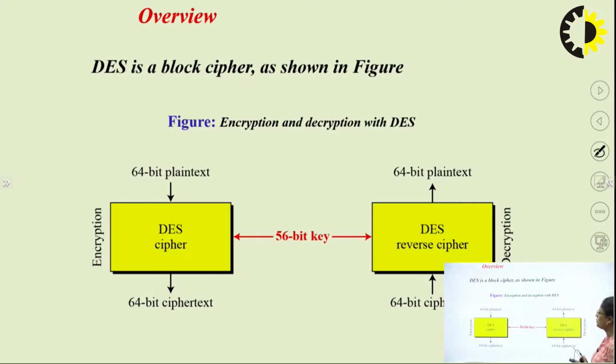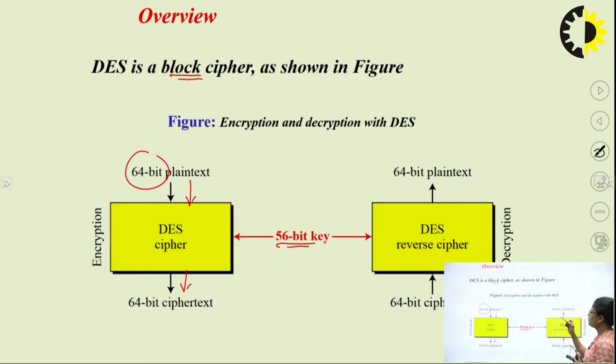So this is a block diagram of DES. DES works on a block cipher. What is a block cipher? A block cipher is a cipher which works on a block of data. Block means a collection of bits. For DES, the block size is 64 bits. So DES takes a 64-bit plain text and outputs a 64-bit ciphertext. For doing so, it uses a 56-bit key.